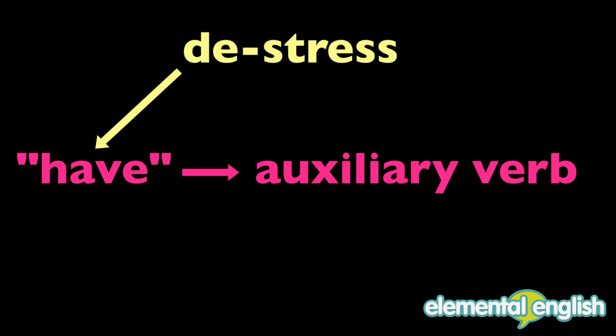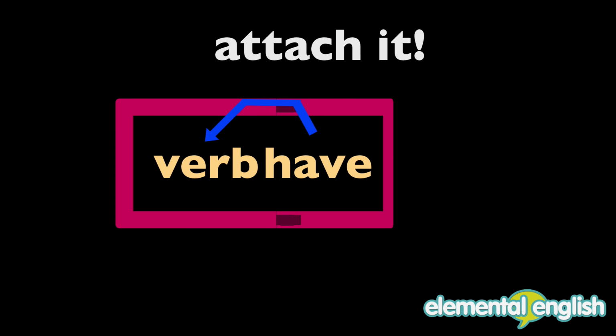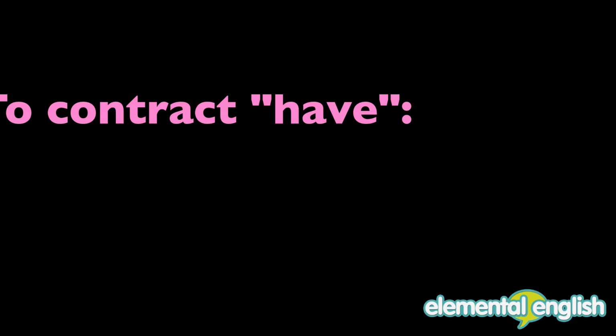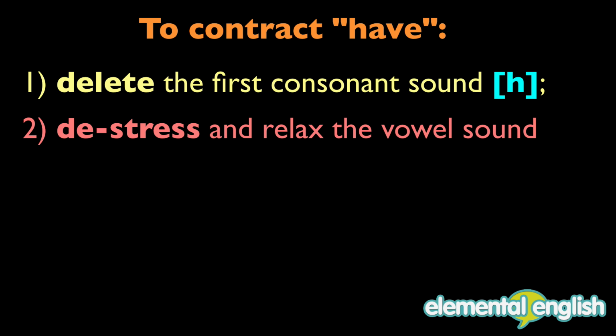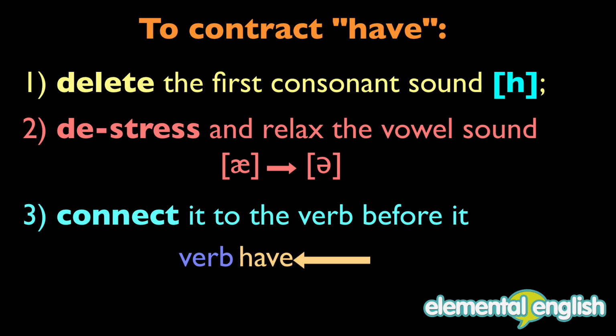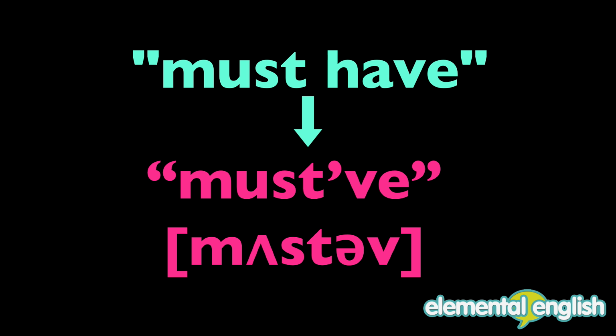Function words in English are those that form the grammar and structure of a sentence and do not carry much content. These include auxiliary verbs, which accompany a main verb and add some grammatical meaning to the sentence. Because have is an auxiliary verb, we tend to de-stress it and contract it, then attach it to the verb preceding it. So, to contract have, simply delete the first consonant sound, de-stress and relax the vowel sound, so a becomes uh, and connect it to the verb before it. So have becomes 've. Must have becomes must've.